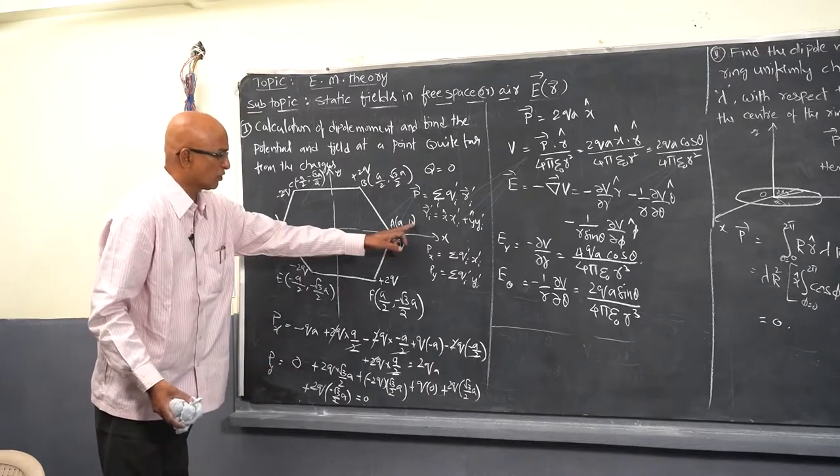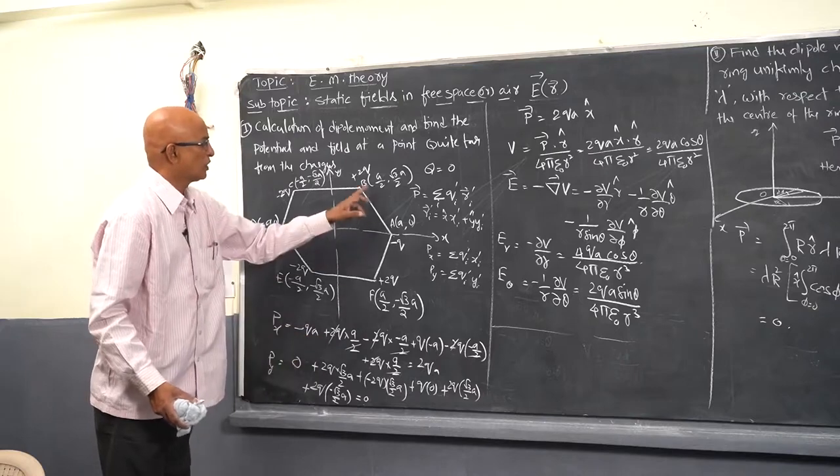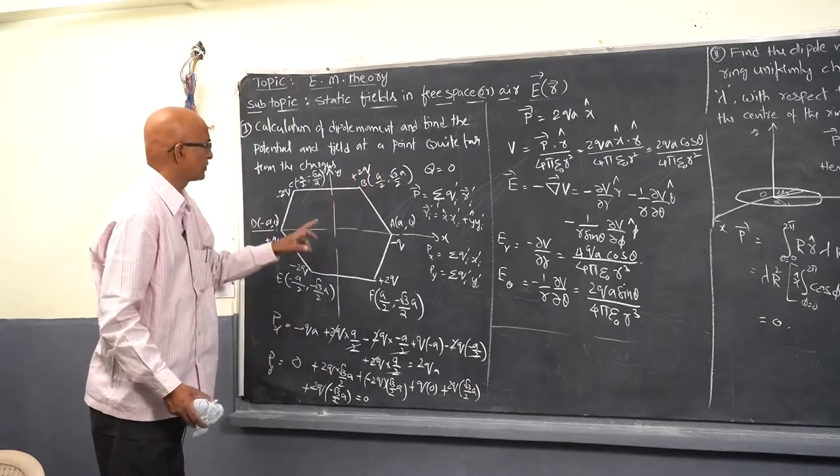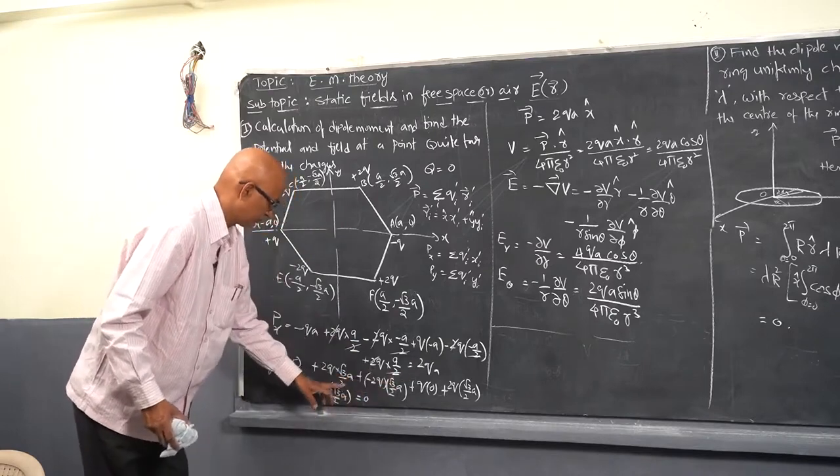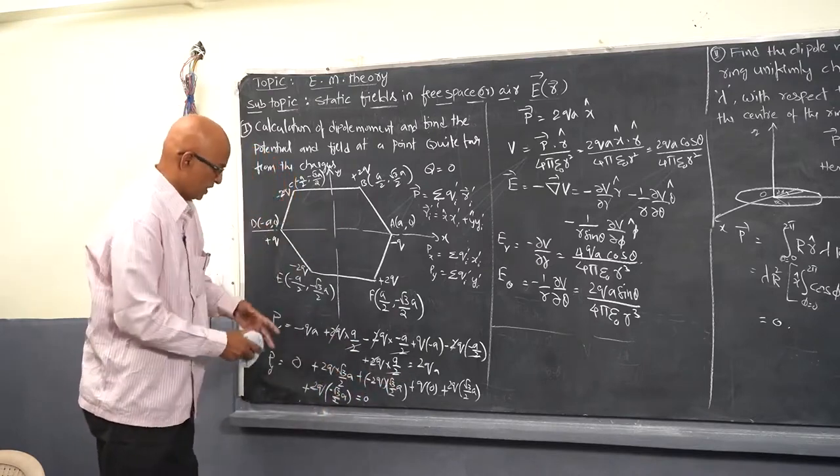Here 0 into Q is 0, plus 2Q into root 3 by 2 a, minus 2Q into minus root 3 by 2 a, minus 2Q into minus root 3 by 2 a.